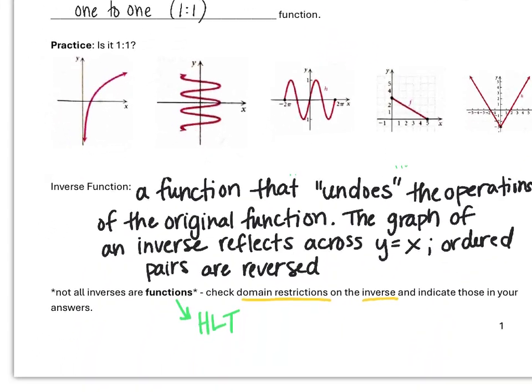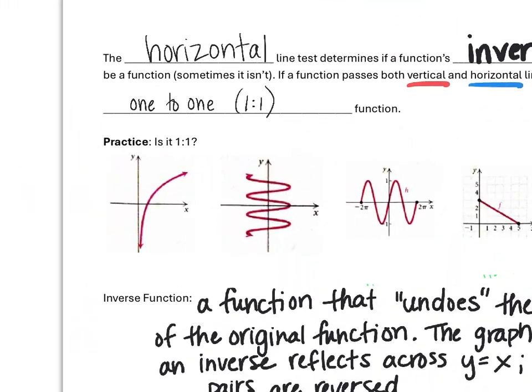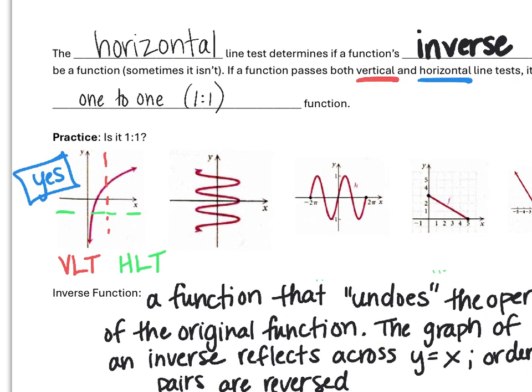So look at a couple examples. Is it one-to-one? So we're going to check vertical line test and horizontal line test. So for this one, passes vertical, passes horizontal. That means that yes, it is one-to-one because its function and its inverse will both be functions. This one, if we start with the vertical line test, it fails the vertical line test, meaning this can't be one-to-one because the original isn't even a function.